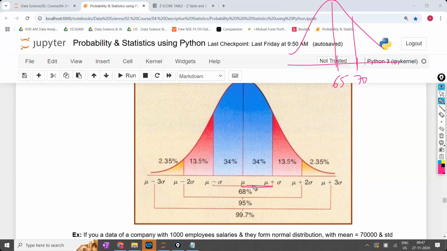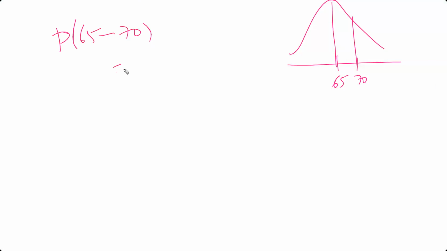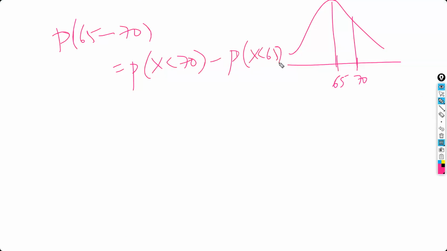Fix mu as the center value, 65. This is 70, so in between you are going to get 0.34. How, sir? Forget about this rule. Generally, without this rule, how do we calculate the probability of between 65 to 70? It is the probability of x less than 70 minus the probability of x less than 65, right?